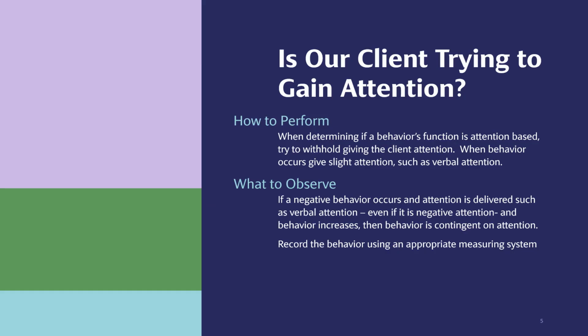Is our client trying to gain attention? When trying to determine if a behavior's function is attention-based, we are going to withhold giving the client attention. And if a behavior occurs, we're going to give slight attention, such as a verbal reprimand. What we're going to observe: if a negative behavior occurs and attention is delivered, even if it's negative attention, and the behavior increases, then the behavior is contingent on attention. When doing this, we need to record the behavior using an appropriate measuring system to compare to the other periods to determine if it is solely attention-based.